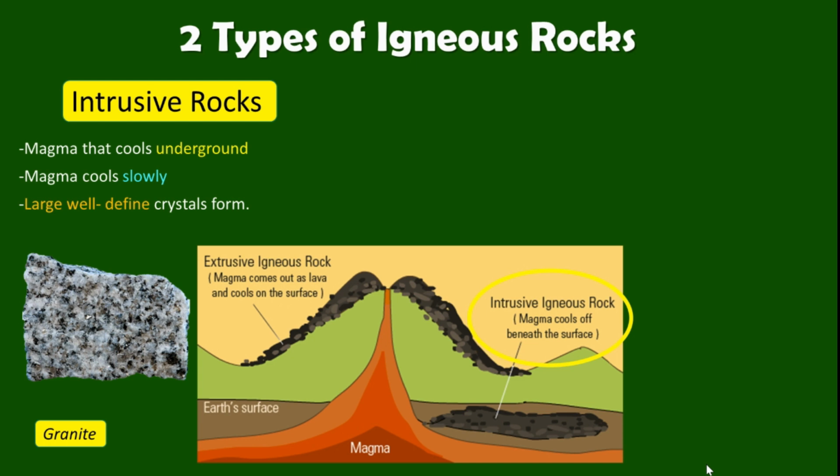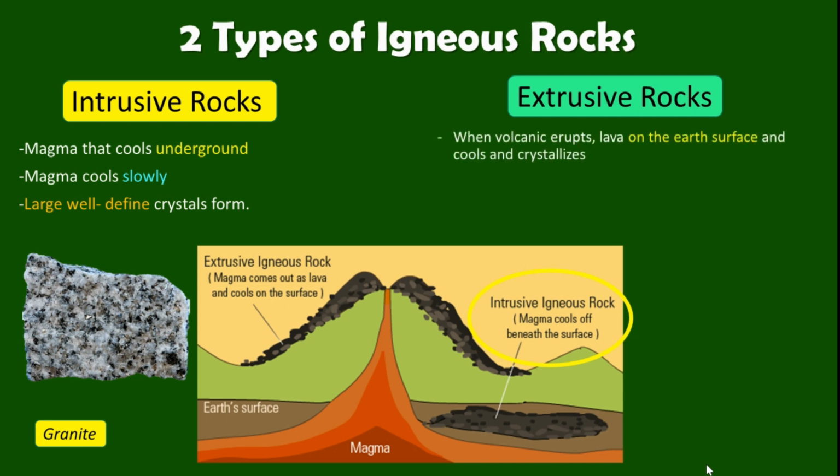On the other hand, when volcanic materials erupt and cool and crystallize on Earth's surface, they form a type of igneous rock called extrusive rock. Materials such as lava and ash solidify and form extrusive igneous rocks. Lava can cool rapidly on Earth's surface. This means that there might not be enough time for any crystals to grow. Extrusive igneous rocks therefore have a fine-grained texture.